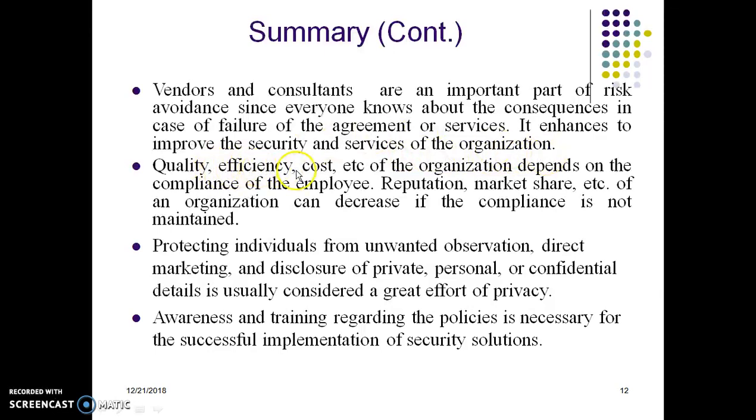Quality, efficiency, cost, etc. of the organization depend on the compliance of the employee. Reputation, market share, etc. of the organization can decrease if the compliance is not maintained. Protecting individuals from unwanted observation, direct marketing and disclosure of private, personal or confidential details is usually considered a great effort of privacy. Awareness and training regarding the policies is necessary for the successful implementation of security policy.